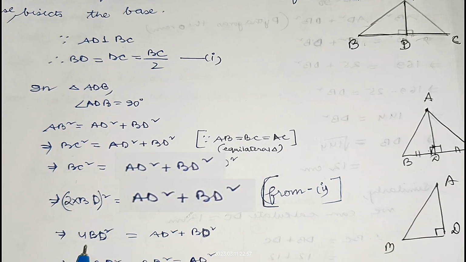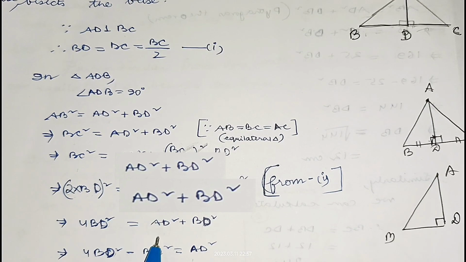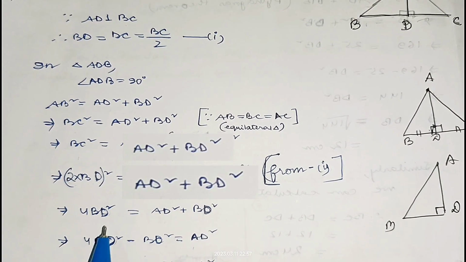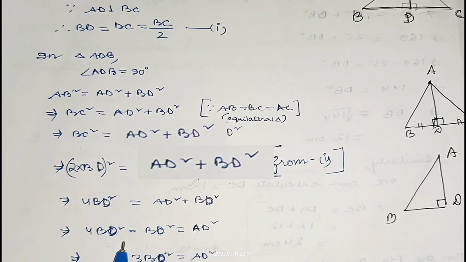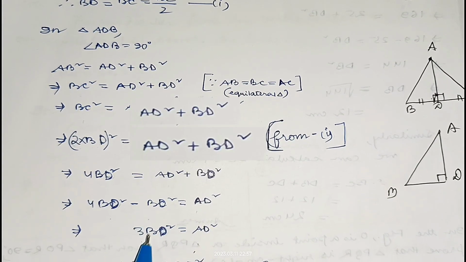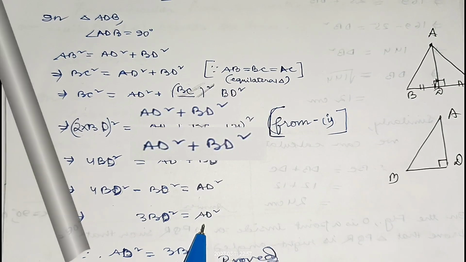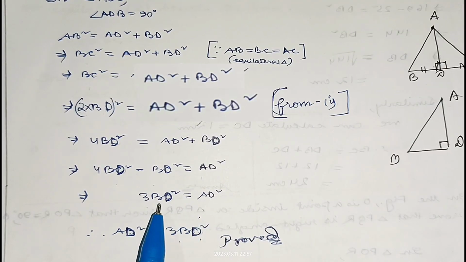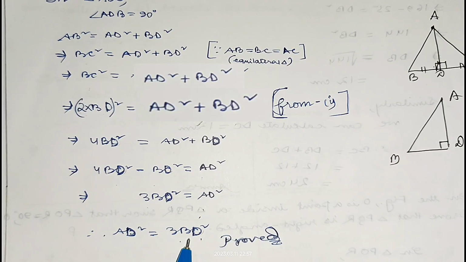Now 2 square is 4. So 4BD square is AD square plus BD square. 4BD square minus BD square equals AD square. 4BD square minus BD square is 3BD square, which is AD square. So we got AD square equal to 3BD square. This is what we have to prove.